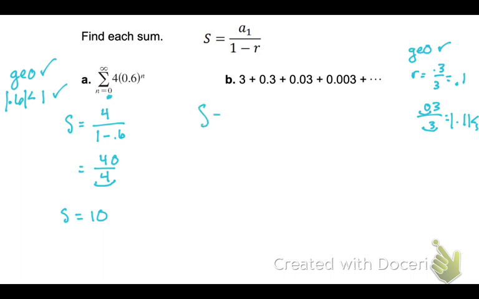So S equals, this one we don't have to plug in. What's a sub 1? 3. Over 1 minus r, what's r? 0.1. So that gives me 3 over 0.9. So it gives me 30 over 9, or 10 over 3. Right?